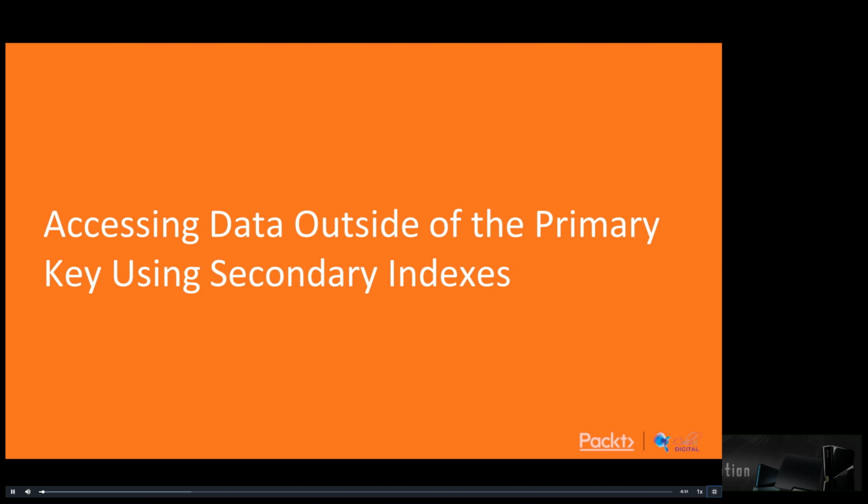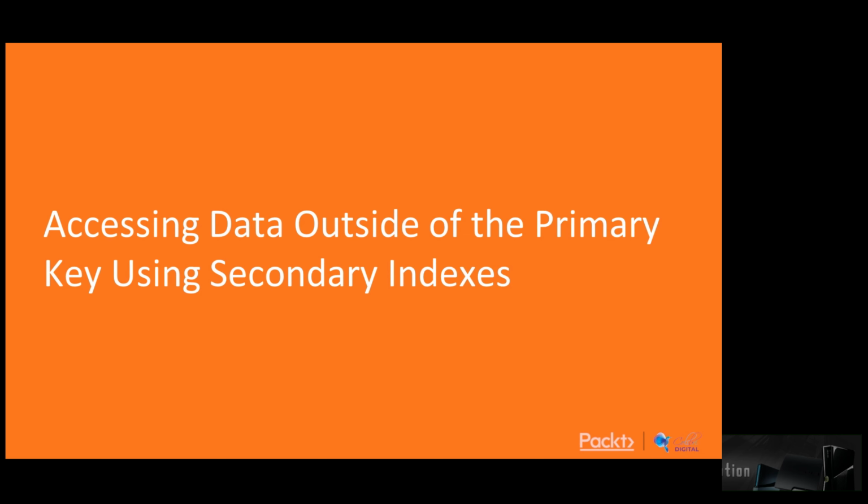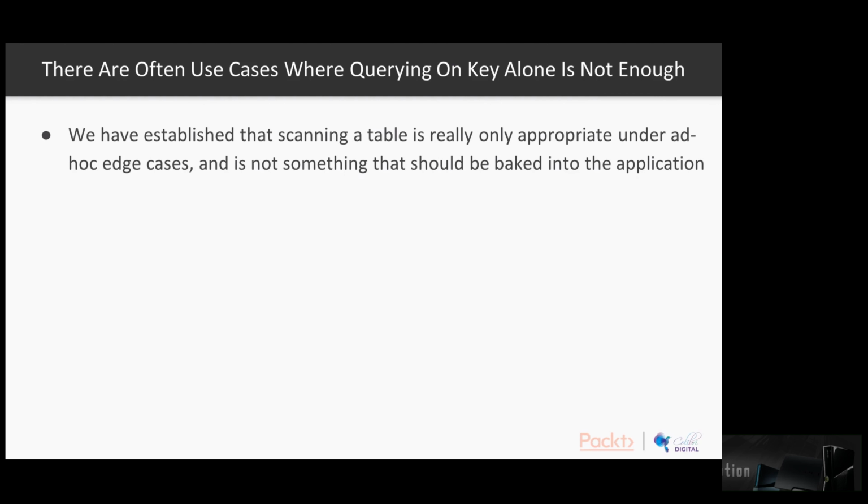Welcome back and welcome to video 4, accessing data outside of the primary key using secondary indexes. So we've talked a lot about why we shouldn't use scans, but we haven't really talked about what we should do if we need to use a scan. Well, there are alternatives, and there are quite often use cases where querying on the key alone isn't enough. And we've established that scanning a table is really only appropriate under ad hoc edge cases, and it's not something that should be baked into the application because it's bad.